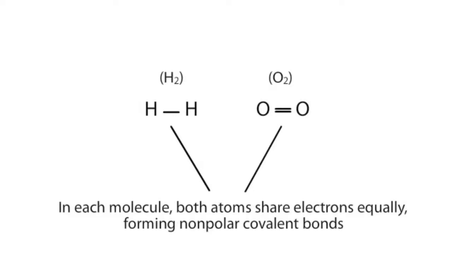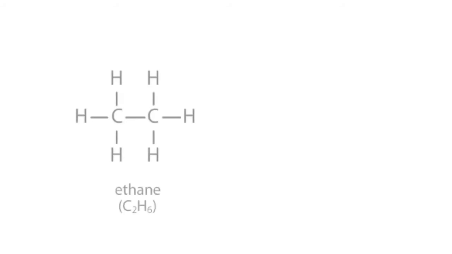In a covalent bond, 2 atoms may share electrons equally or unequally. In cases in which both atoms are of the same element, such as in molecular hydrogen or molecular oxygen, the electrons are shared equally by each atom. Sharing may be unequal between atoms of different elements, such as in the carbon and hydrogen atoms of ethane or the hydrogen and oxygen atoms of ethanol.